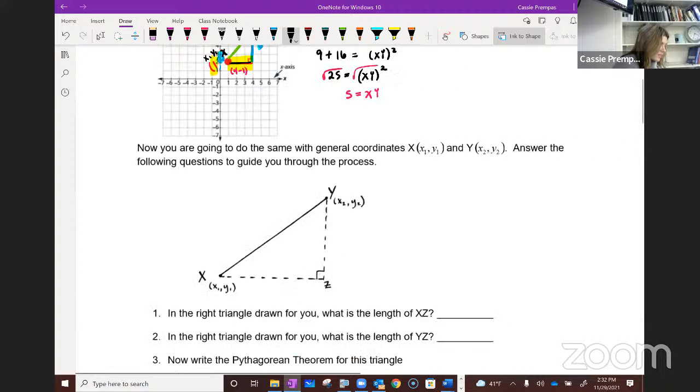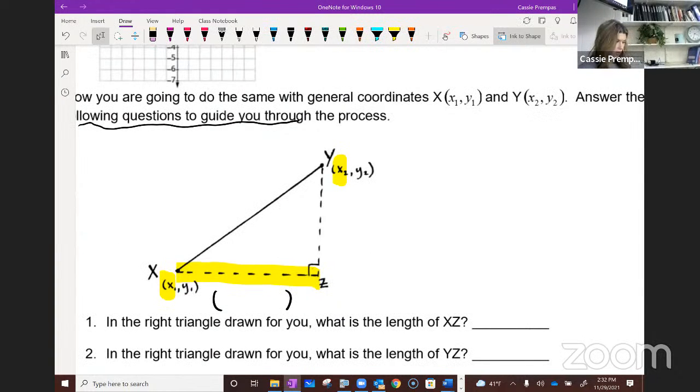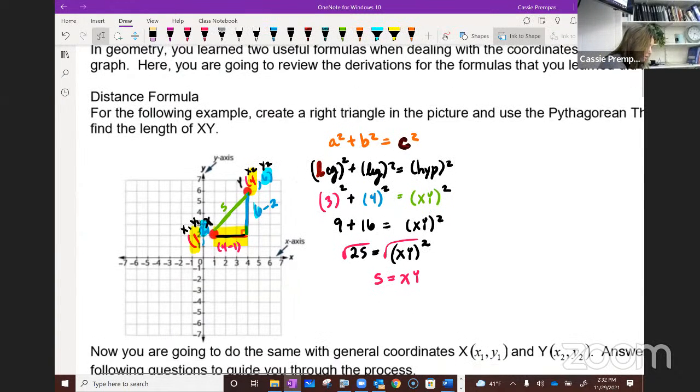We're going to identify the distance, but I want you to use the following questions to guide us through the process. So number 1, it says, in the right triangle drawn for you, what is the length of xz? So there's no units now drawn for you, but you do know this x coordinate we could call x1, and this x coordinate we could call x2. How could I show, or how could I represent this distance between x and z using x2 and x1? On your own, write it down, and if you need help, look back at the previous picture.